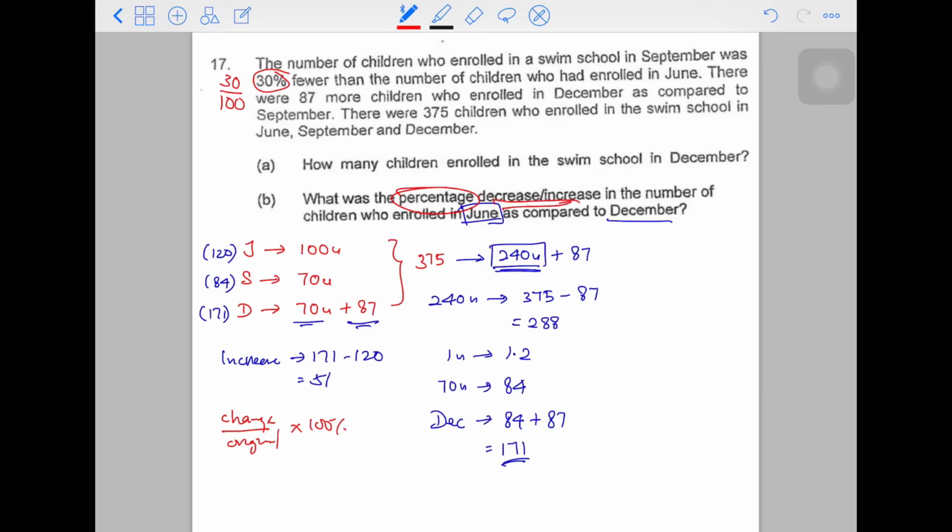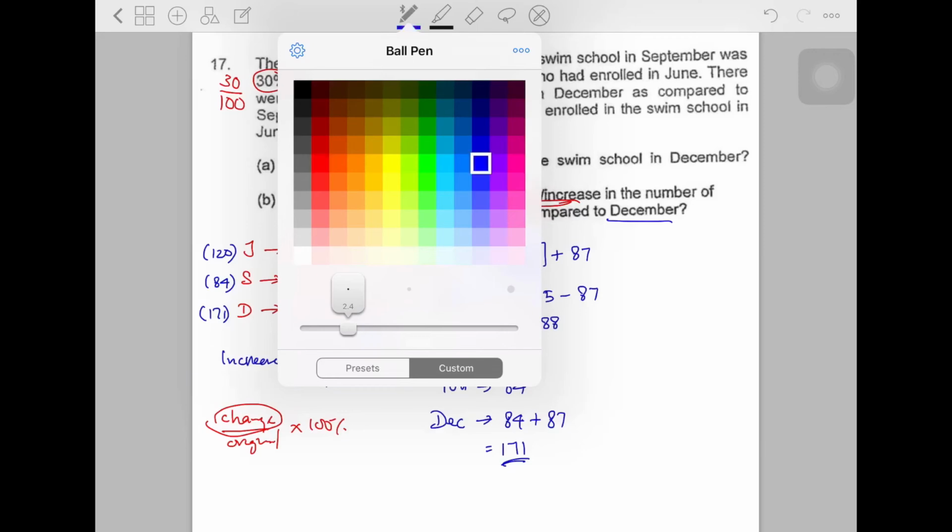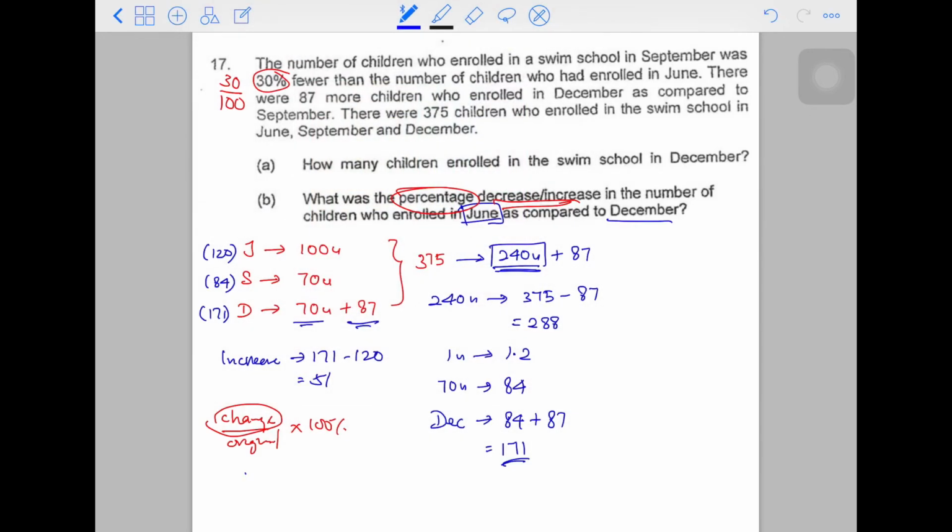It can be an increase or decrease, depending on the change or whatever they are asking for here. So the change is 51. Which is the original? Original is June. June is 120. Multiply by 100%. That will give you 42.5% after you key in the calculator.